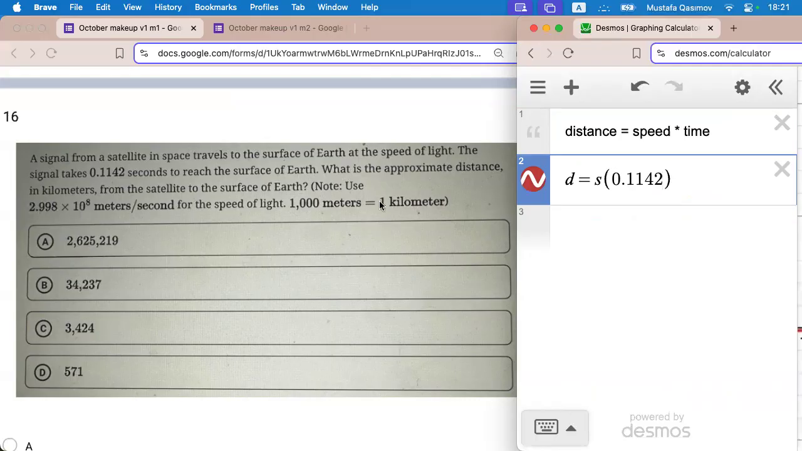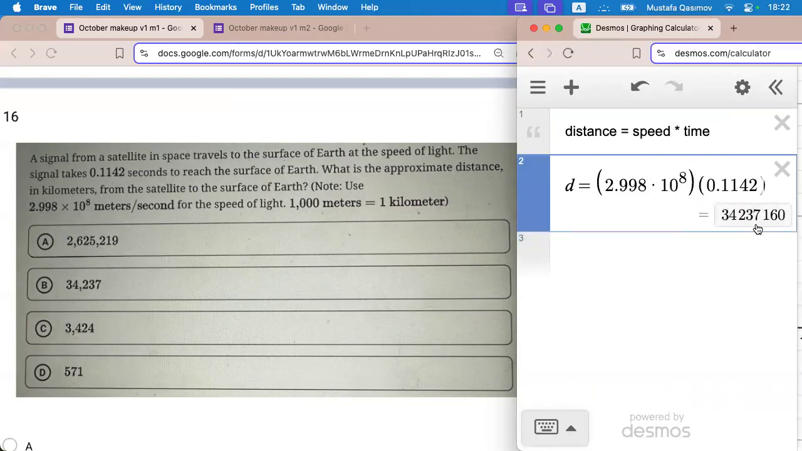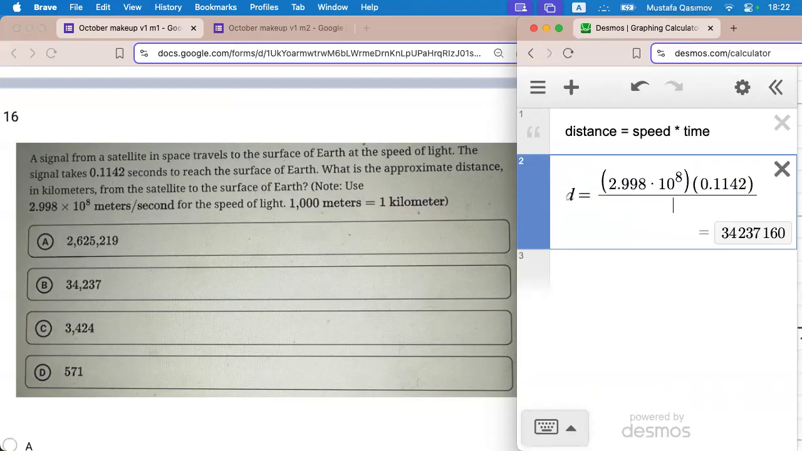Then it says that it is light, and the speed of light is equal to 2.998 multiplied by 10 to the power of 8. Let's write it in instead of s. Like that, and we will get this answer. Okay, it is in seconds, there is no problem here. But it asks for kilometers, so we also have to divide it by 1000 to make it kilometers. So the answer will be 34,237, B.